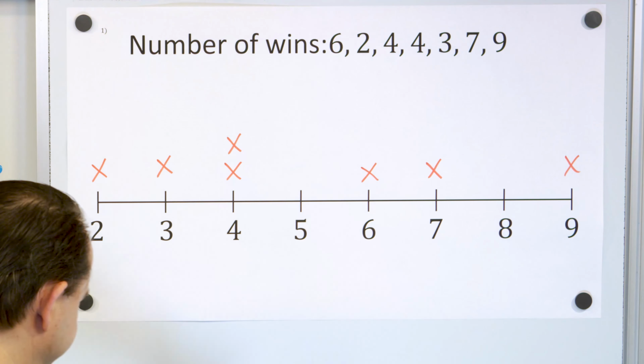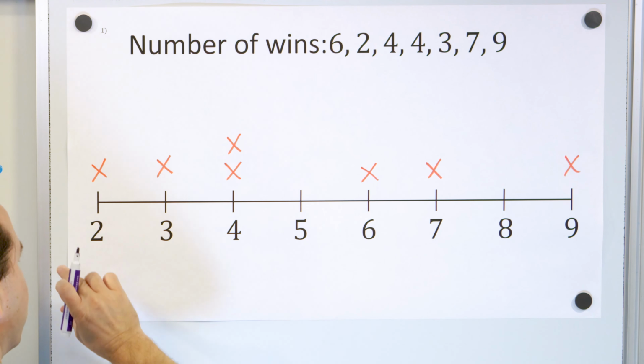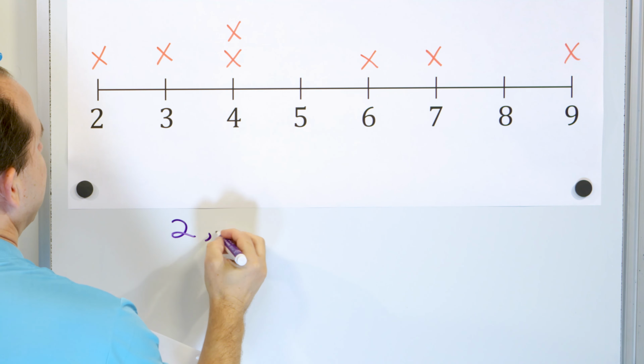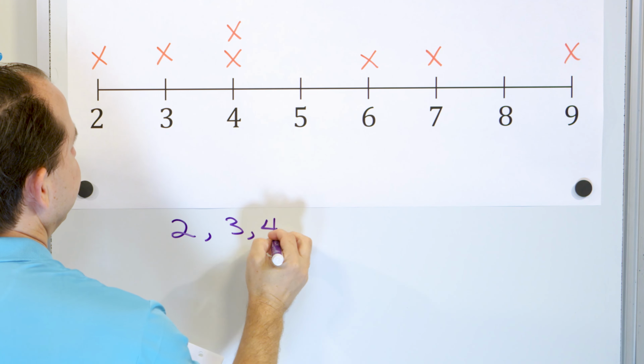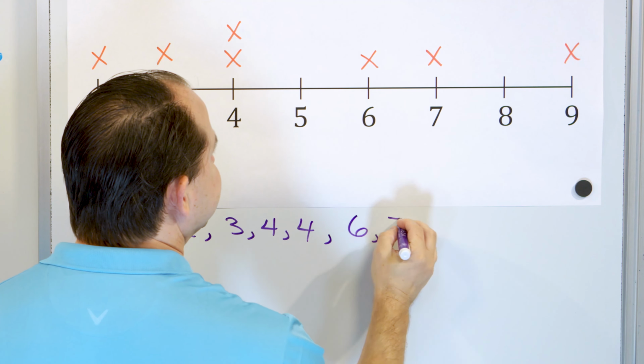So the first thing to do is arrange these points in order from least to greatest, and we can just read it right off the table. It's a 2, followed by a 3, followed by 2 number 4s from right here, then a 6, then a 7, then a 9.